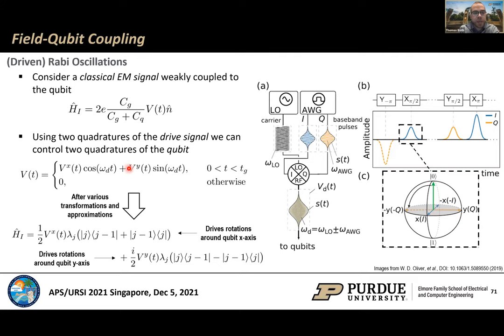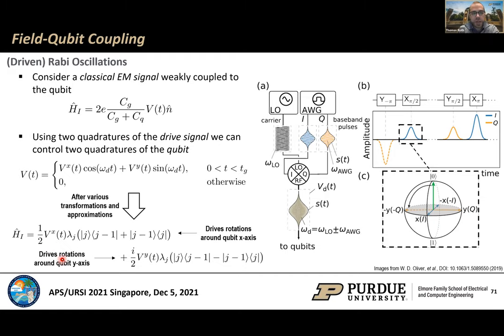So if we take this representation and plug it into the interaction Hamiltonian, apply some rotating wave approximations and other kinds of approximations, what we see is, again, this baseband envelope couples purely to one quadrature of the qubit, the raising operator plus the lowering operator, and then the Vy is coupling to this other quadrature of the qubit, the raising operator minus the lowering operator times i. Again, those are different quadratures of the transmon being selectively driven by these different quadratures of the applied microwave pulse.